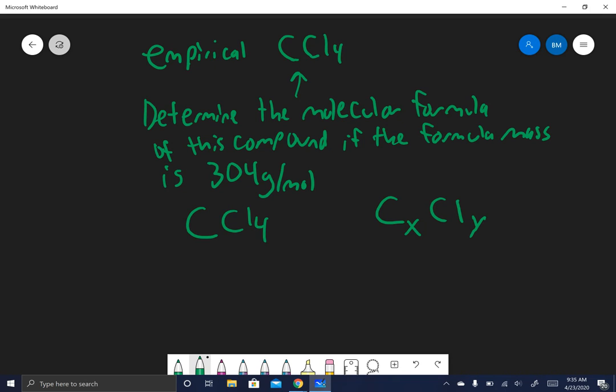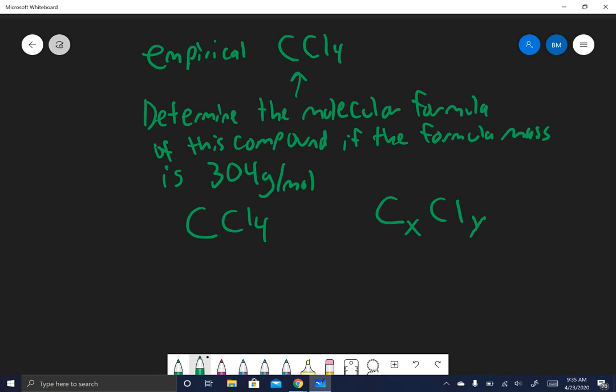In other words, if this is 1 to 4, this one's going to be 2 to 8, or 3 to 12, or 4 to 16. So if I multiply this by 2, that could be an answer. If I multiply these subscripts by some whole number, 2, 3, 4, 5, whatever, that gives me the subscripts over here.